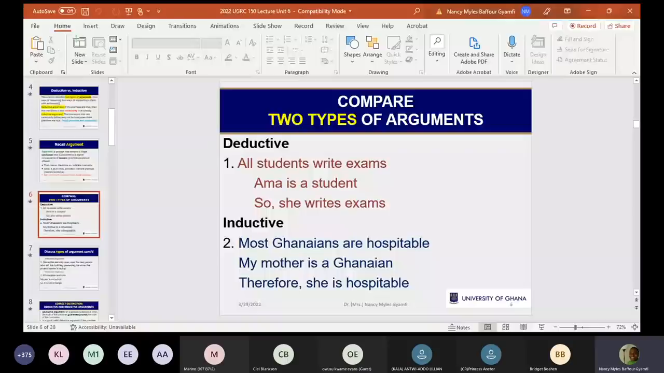Inductive arguments are like that. Their conclusions are being forced out of the premises. The premises cannot substantiate that conclusion, absolutely. You got that, very good.